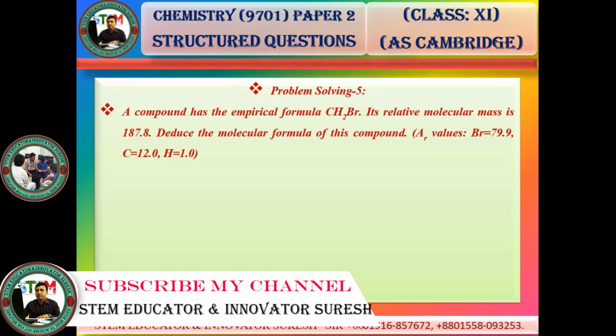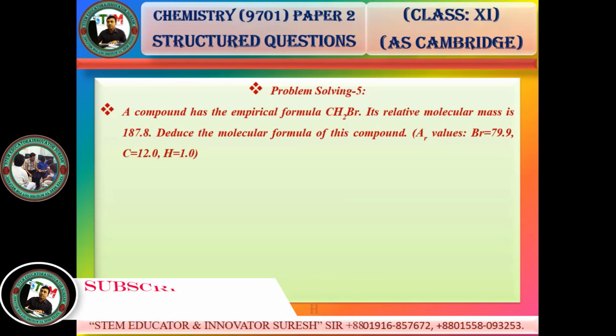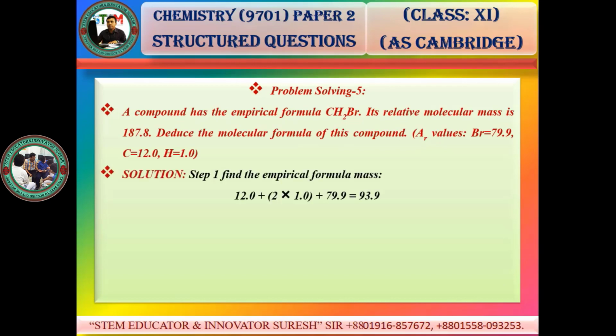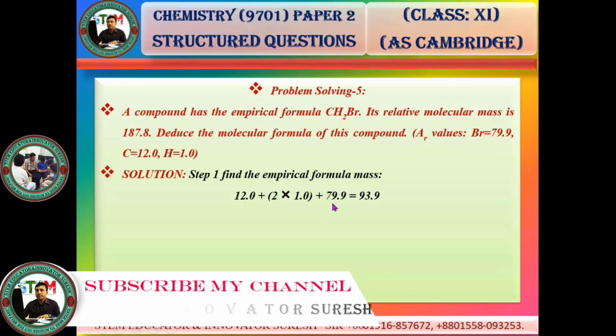Problem solving 5. A compound has the empirical formula CH2Br. Its relative molecular mass is 187.8. Deduce the molecular formula of this compound. Given relative atomic mass for bromine 79.9, carbon 12.0, hydrogen 1.0. Okay, now we have to see the solution. Step 1, find the empirical formula mass. We have carbon 1 atom, hydrogen 2 atoms, bromine 1 atom. So using the relative atomic mass of each of them, we get 12.0 plus 2 × 1.0 for hydrogen, 2 atoms, plus bromine 1 atom, 79.9 × 1, forming 93.9.